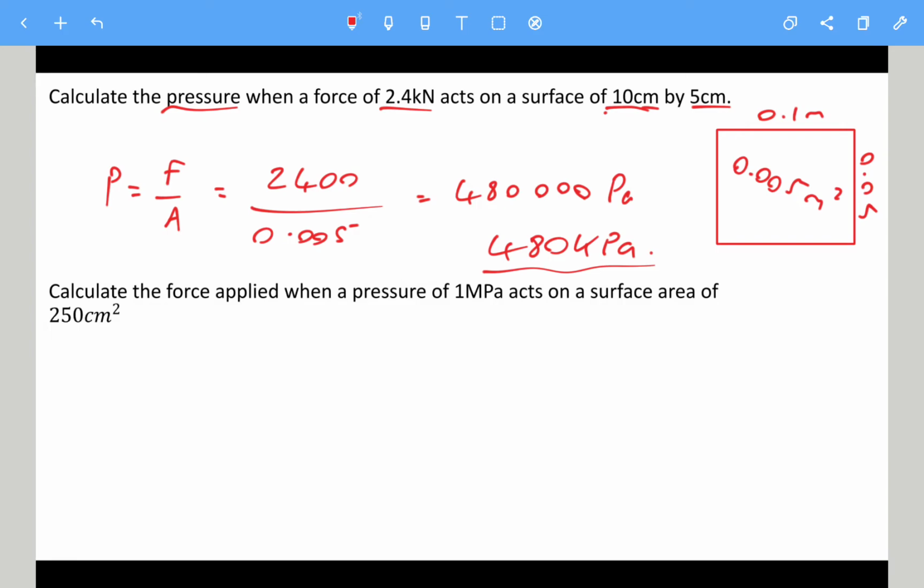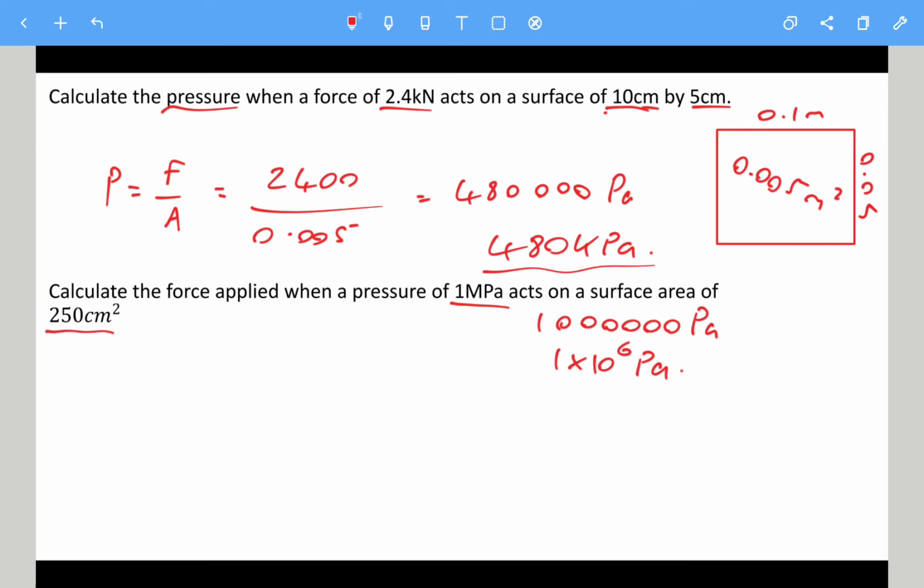Okay. So next one. So this one's really tricky. So we've got to calculate the force applied under pressure of 1 MPa, so that's 1 megapascal, so that's million. So that'd be 1 with 6 zeros, pascals, or if you've done standard form, 1 million would be 1 times 10 to the power of 6 pascals. Either or, the same thing.